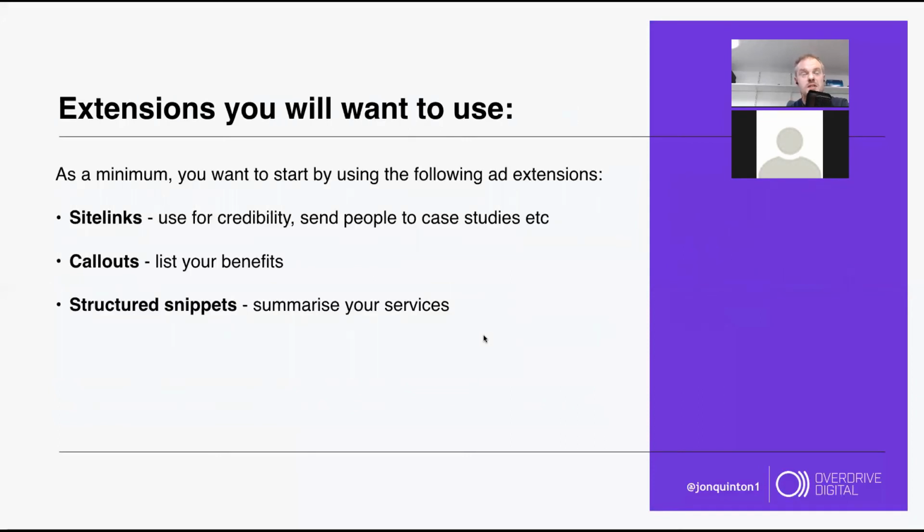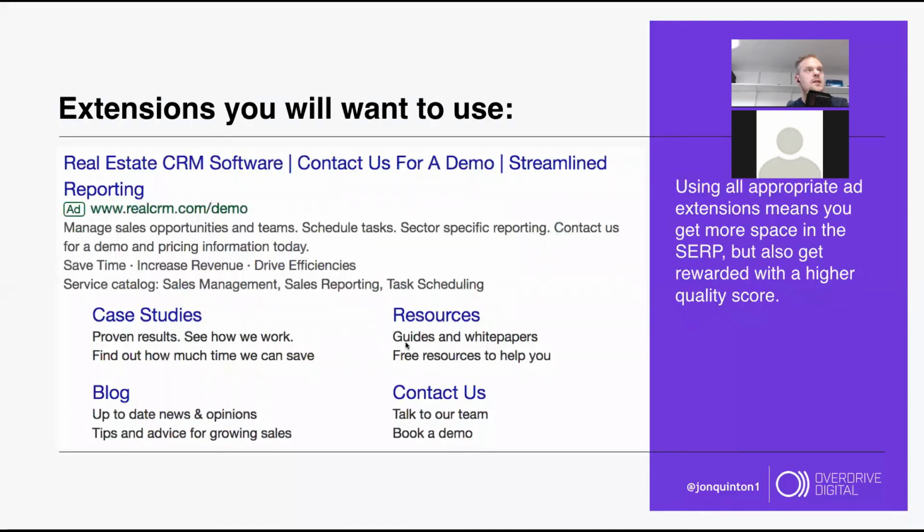Then we've got extensions. So site links, I'd use that for credibility. Like send people to case studies, send people to resources, prove you know what you're doing. Call outs, list your benefits, structured snippets, summarize your services. And again, here's how it looks.